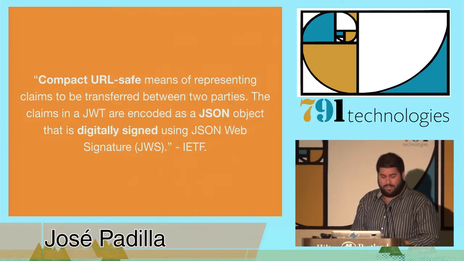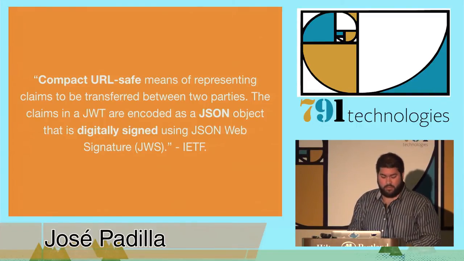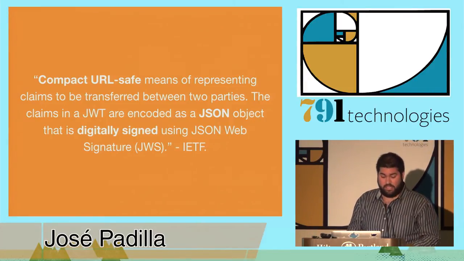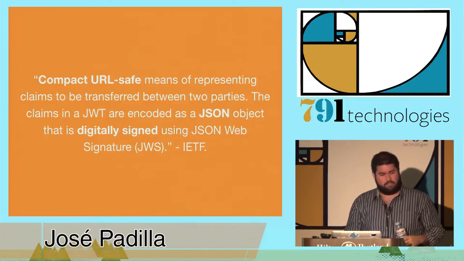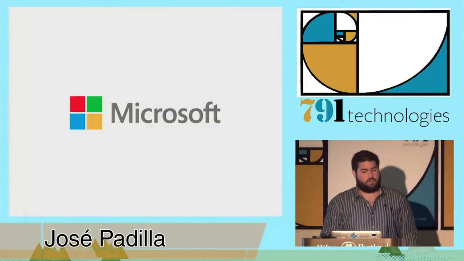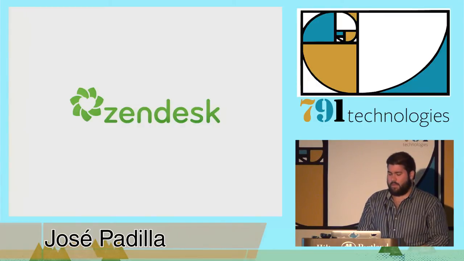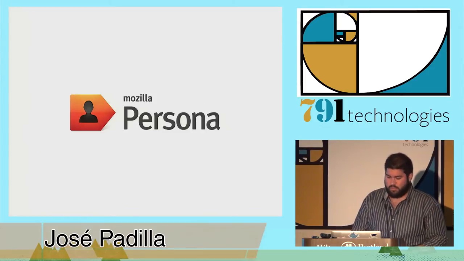As defined by the IETF, the Internet Engineering Task Force, it's a compact URL-safe means of representing claims to be transferred between two parties. The claims in a JWT are encoded as a JSON object that is digitally signed using JSON Web Signature. The cool thing about this standard is that it's used by companies like Google, Microsoft, Firebase, Zendesk, and by applications like OpenID Connect and Mozilla Persona.